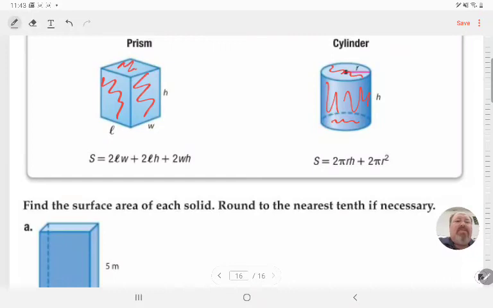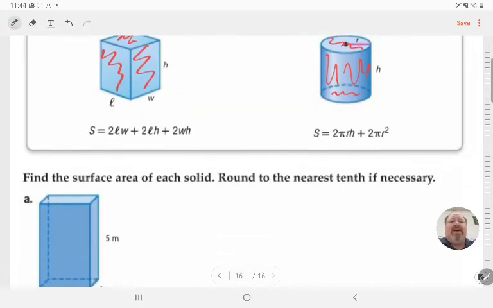So on a prism, it would be 2 times length times width, plus 2 times length times width, plus 2 times width times height. Oh, I'm sorry. Messed that up, didn't I? 2 times length times width, and then 2 times length times height, and 2 times width times height. All right. And then on a cylinder, it would be 2 times pi times radius times height, plus 2 times pi times radius squared. And that would cover all of the areas on the outside.